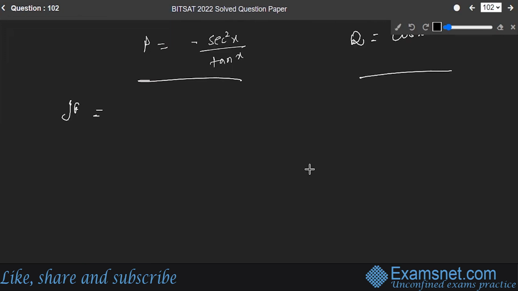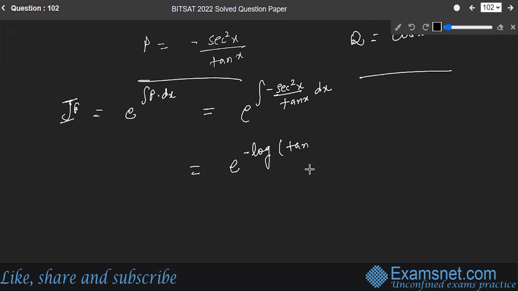So integrating factor is e raised to power integral of secant square x upon tangent x dx. So integrating factor is equal to e power log of tangent x, and the inverse of tangent x will give you tangent x. Okay, or e raised to power log of cotangent x, this is equal to cotangent x itself.